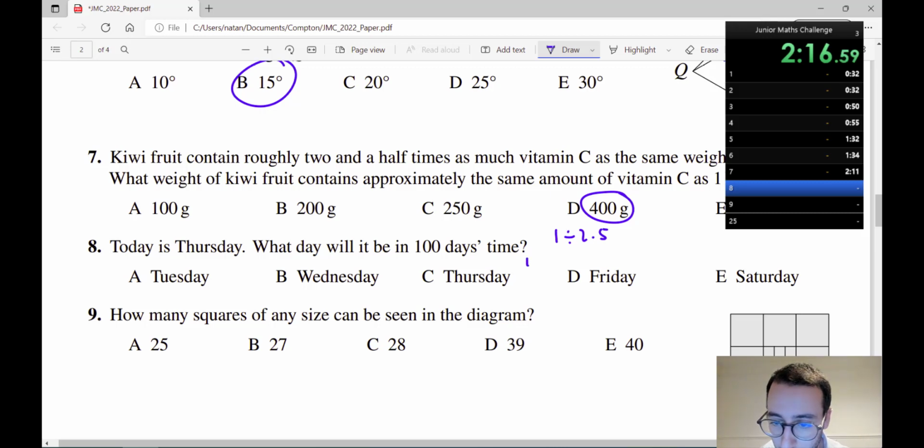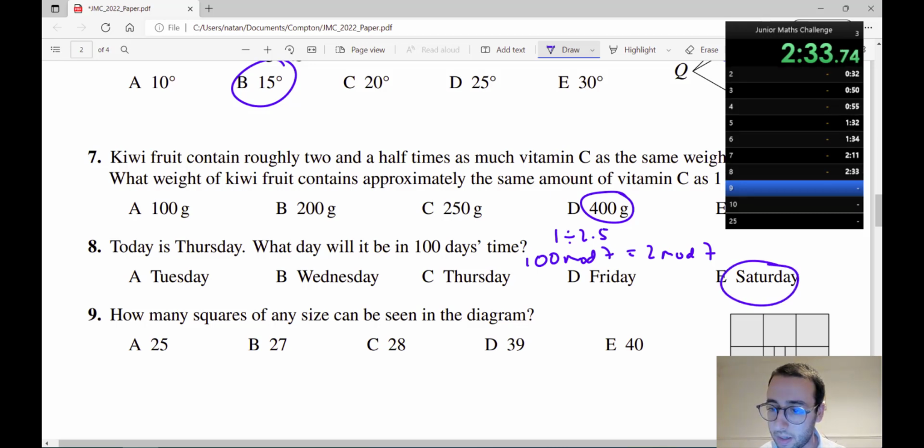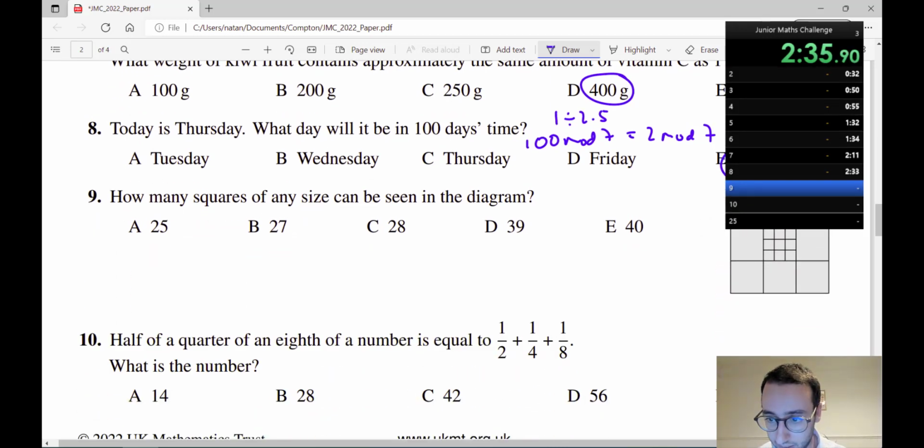Today's Thursday, what day is it in 100 days' time? Okay, let's look at 100 mod 7, because that's like weeks, which is, well, if 98 is also, I can get rid of those, so it's 2 mod 7. So really, after 98 days, it will still be a Thursday, and then after 2 more days, it will be a Saturday.